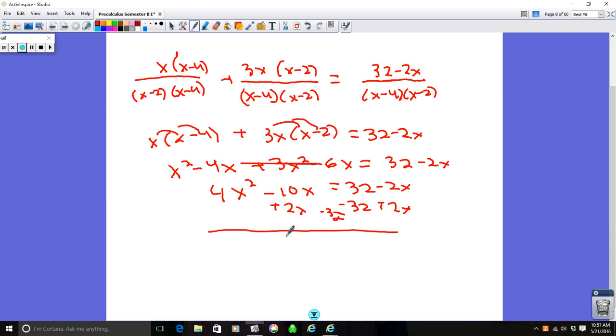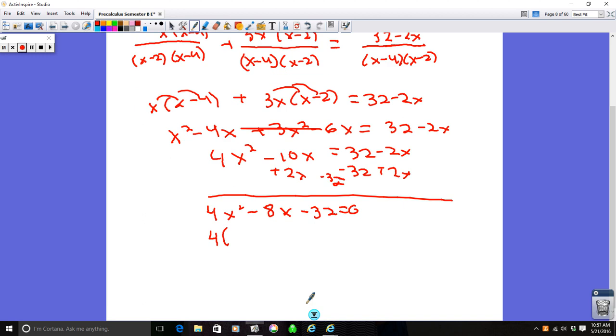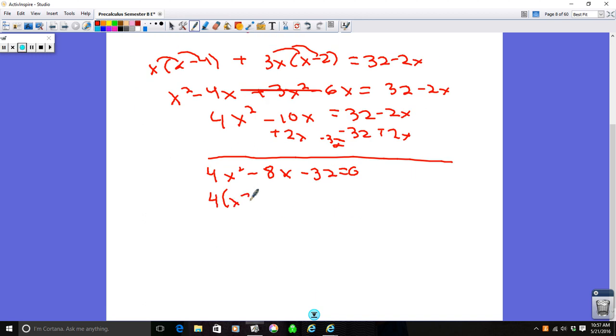And finally, on the left side, we have 4x squared. Negative 10 plus 2 is negative 8x minus 32 equaling 0. GCF, I do not want to factor this without pulling a GCF out first, if at all possible, which it is. Pull a 4 out, and we're left with x squared minus 2x minus 8. Much easier to factor, because this is x minus 4 times x plus 2.